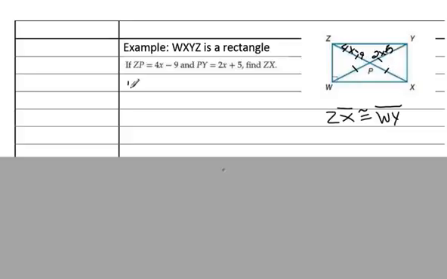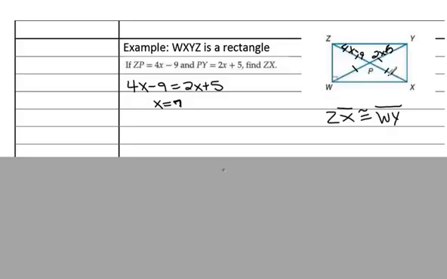So we would start by setting 4x minus 9 equal to 2x plus 5 so that we can figure out what x is. Once we solve that, we're going to get x is 7. If you want to, go ahead and pause the video, take a minute to make sure that you get x is 7. Really the algebra isn't the part we want to focus on, we want to focus on the properties and actually applying them.